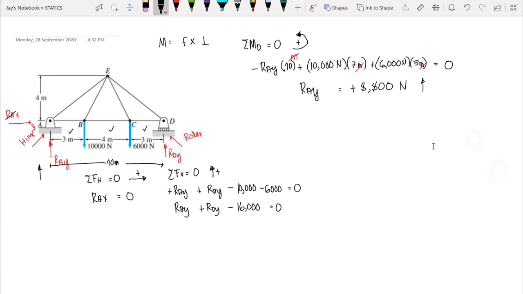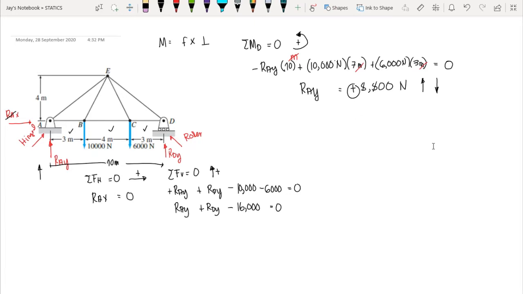In case what we get there is negative, that means we have a wrong assumption of RAY. RAY is downward instead. But you have to be consistent with the sign. If you do not want to change the direction, then you should use a negative sign all throughout the process. But if you change the direction, then you also change the sign as well. So you adopt the positive value if you change the direction.